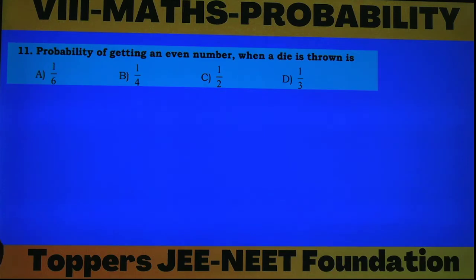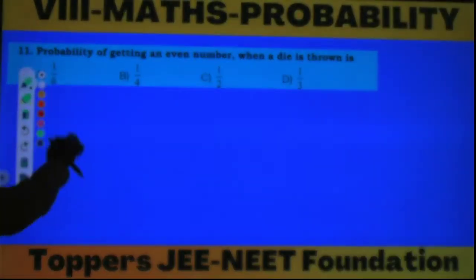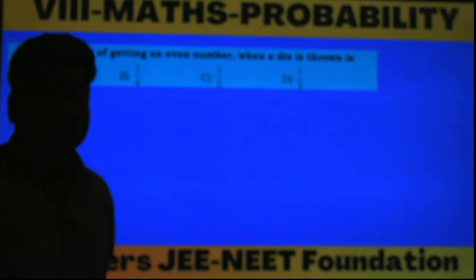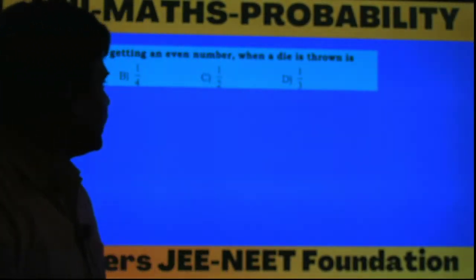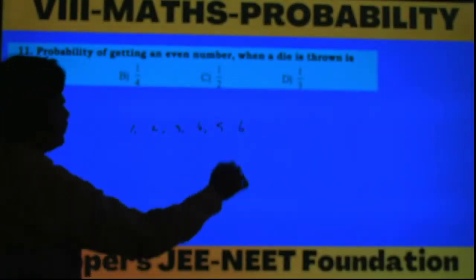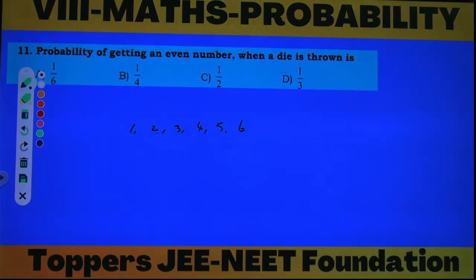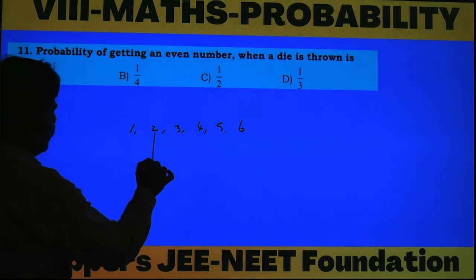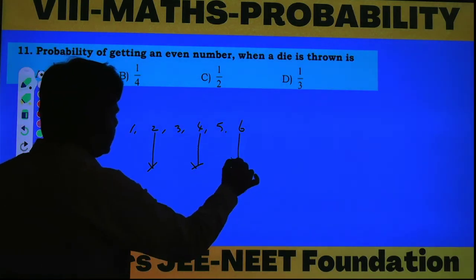Next question. Probability of getting an even number when a die is thrown once. If a die is thrown once, then what are the possible outcomes? The results count on the top of the die. May be 1 or 2 or 3 or 4 or 5 or 6. These 6 are possible outcomes. Out of these 6, which are even numbers? 2 is an even number, 4 is an even number, 6 is an even number.